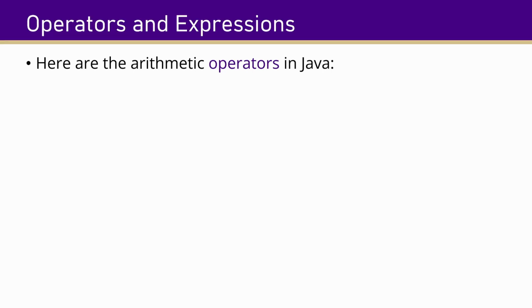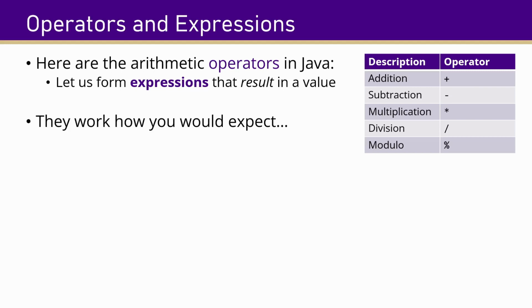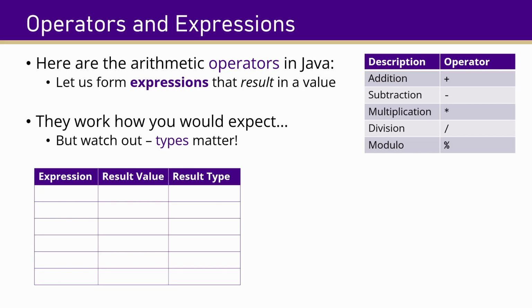Now that we've covered types, let's take a look at the different operators we have in Java. We have our basic arithmetic operators. These take in 2 inputs called operands, and these operators let us form expressions that result in a value. They work how you would expect, like in math, but you have to watch out, because the types of your operands matter. Let's take a look at some examples.